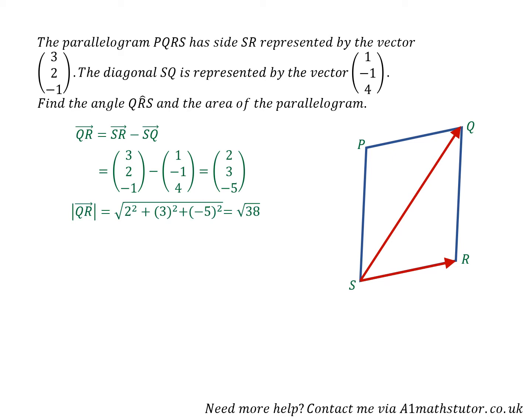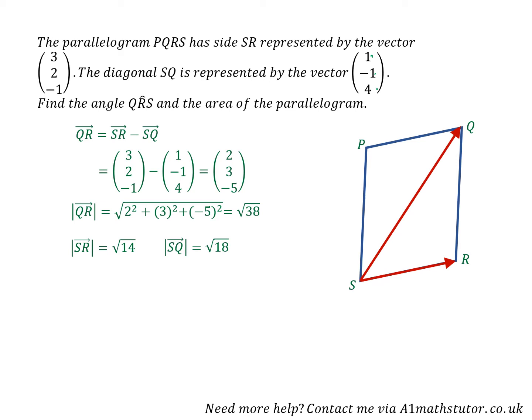So the length of QR, or modulus of QR, is the square root of each of the 3 components of the vector squared and added together. So the length of QR is root 38. To find the length of SR and SQ, we use 3-dimensional Pythagoras on SR and SQ. So SR is root 14: 3 squared, 2 squared, and minus 1 squared added together. And SQ is root 18: 1 squared, minus 1 squared, and 4 squared, all added together.